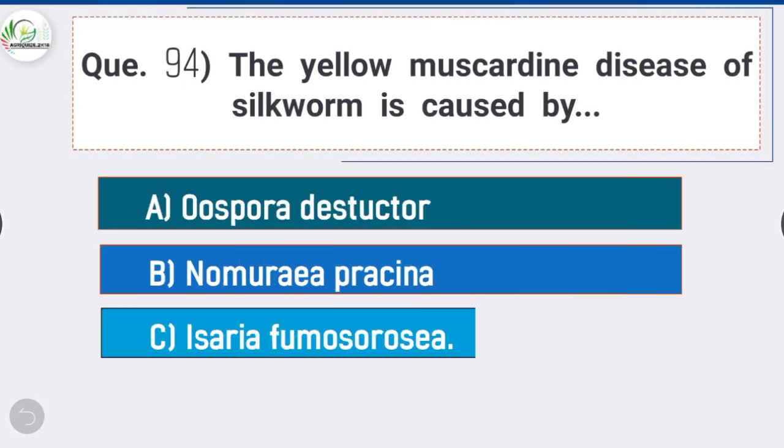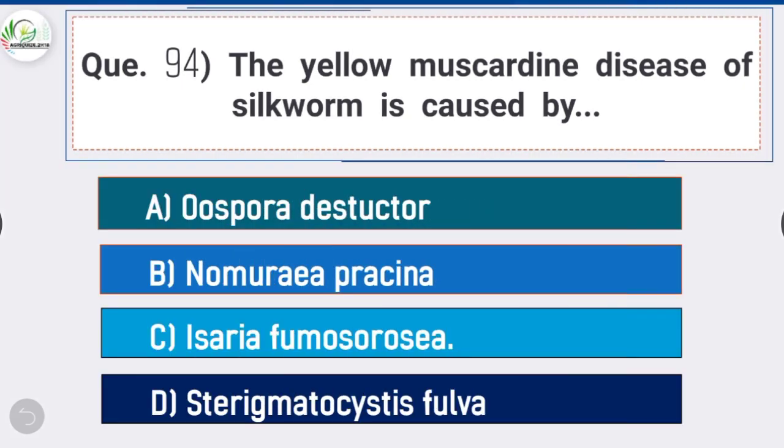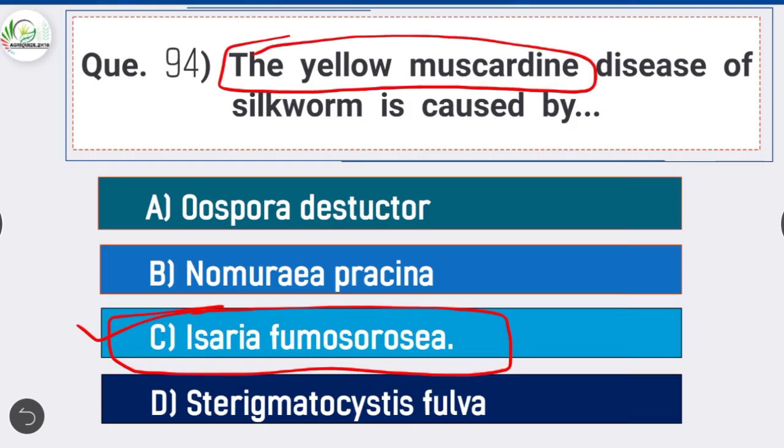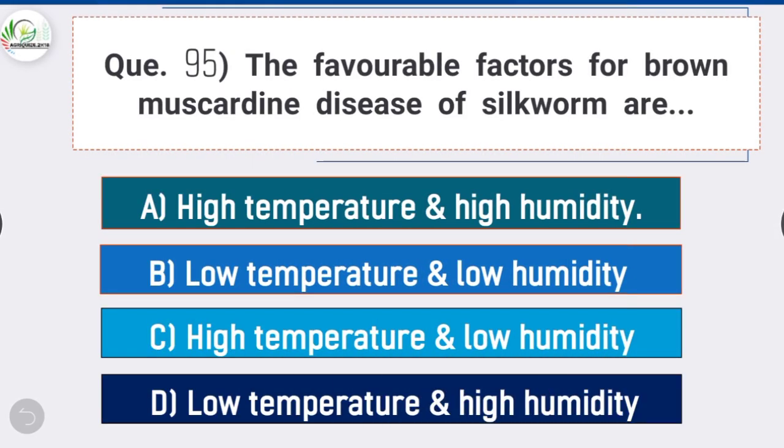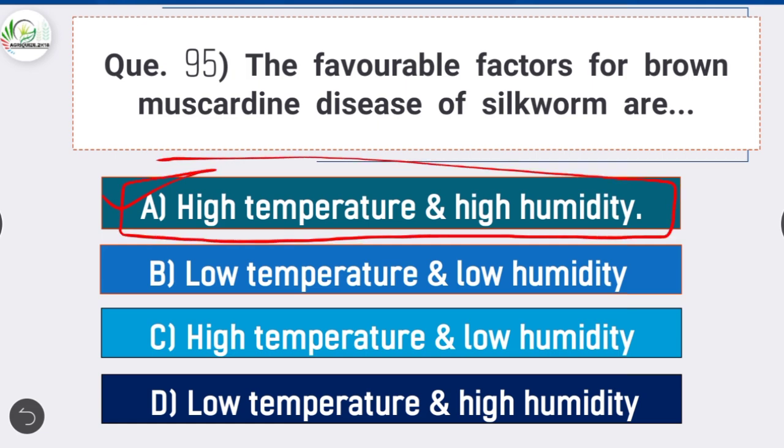Question number 94. The yellow muscadine disease of silkworm is caused by, and the correct answer is option C, Isaria fumosorosea. Yellow muscadine is caused by Paecilomyces farinosus. In infection, silkworm body is covered with yellow mycelia. Question number 95. The favorable factors for brown muscadine disease of silkworms are, and the correct answer is high temperature and high humidity. The favorable factors for brown muscadine disease of silkworms are high temperature and high humidity.